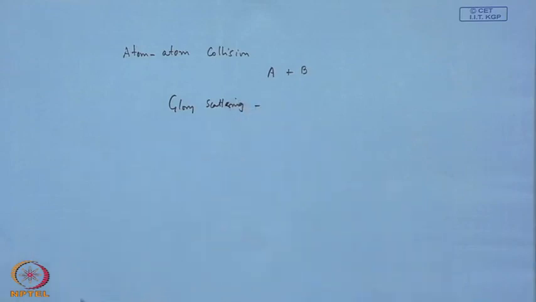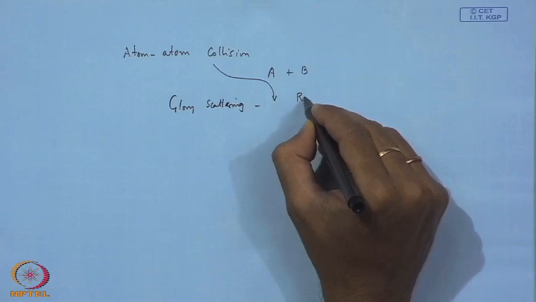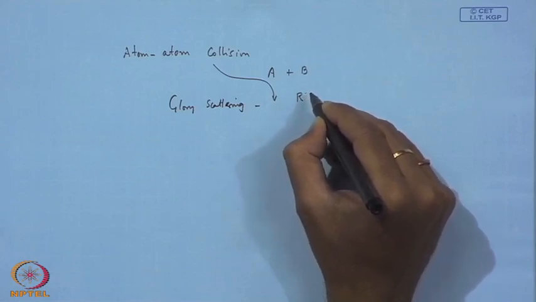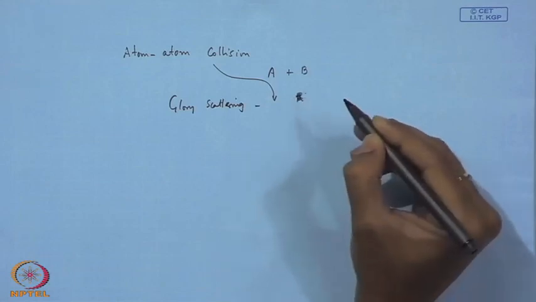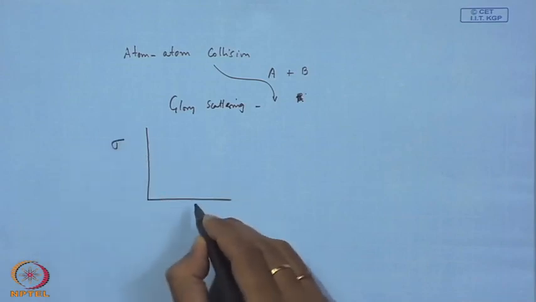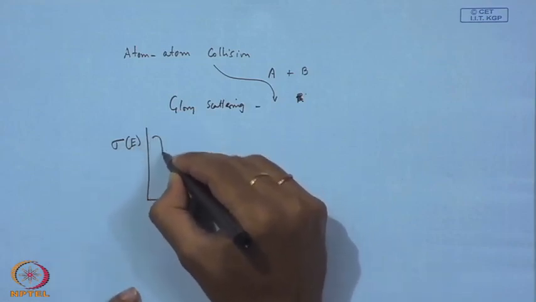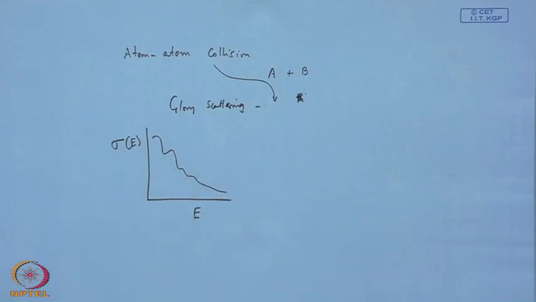Glory scattering is mostly seen in the case of atom scattering, okay. So, if you plot sigma versus energy E, then you will see something like this. It is basically the glory oscillations that arise from the quantum mechanical interference between two pathways, okay. Means there could be two alternative energetically favorable pathways, then there is interference between these two, and that may lead to glory oscillation, okay.